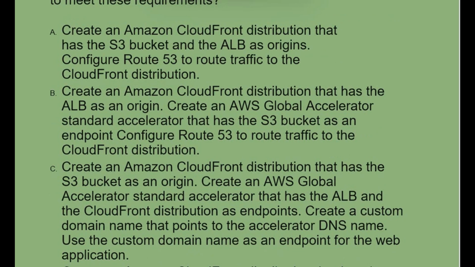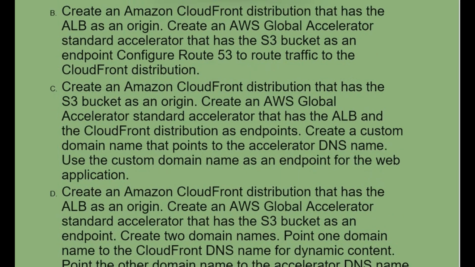Option C, create an Amazon CloudFront distribution that has the S3 bucket as an origin. Create an AWS Global Accelerator standard accelerator that has the ALB and the CloudFront distribution as endpoints. Create a custom domain name that points to the accelerator DNS name. Use the custom domain name as an endpoint for the web application.